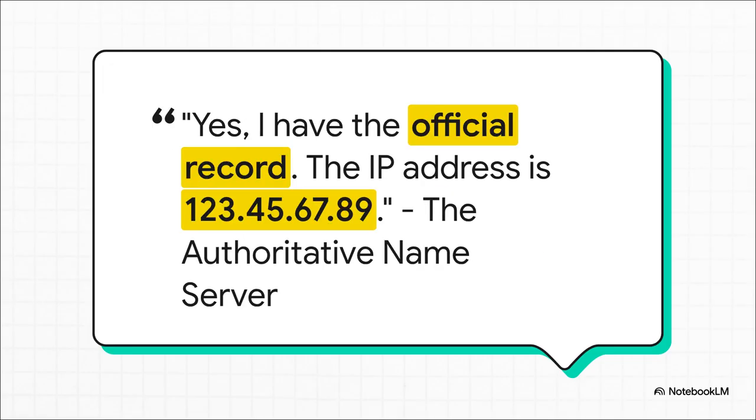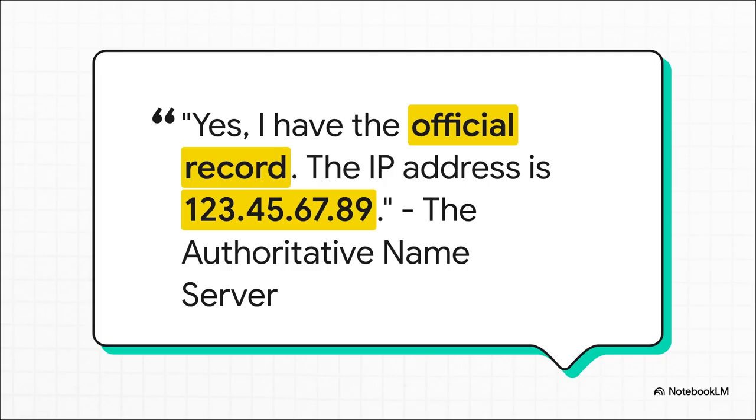And at last we arrive at the final destination, the source of truth, the Authoritative Name Server. This server holds the official, definitive record for that specific website. It checks its files, finds the match, and gives our detective the final answer: the correct IP address. Case closed. So now our heroic recursive server has the answer.